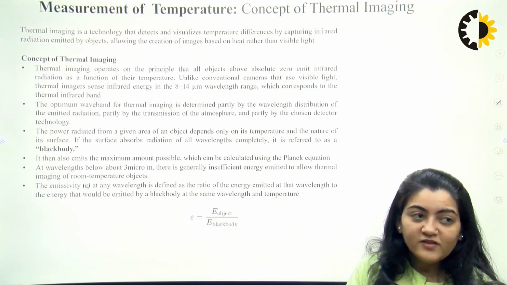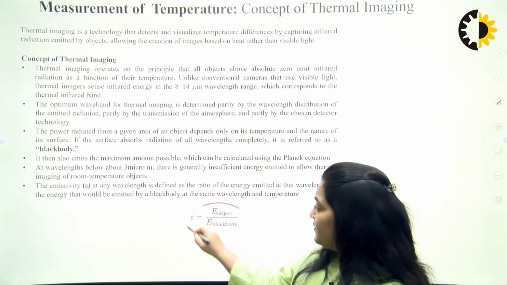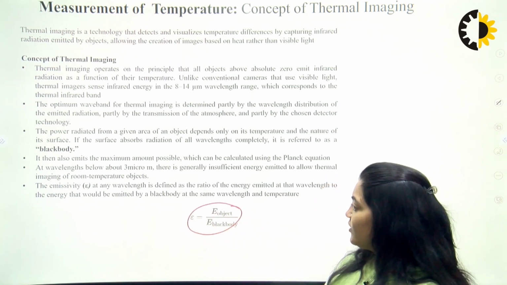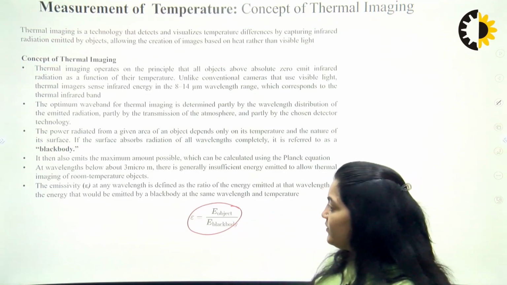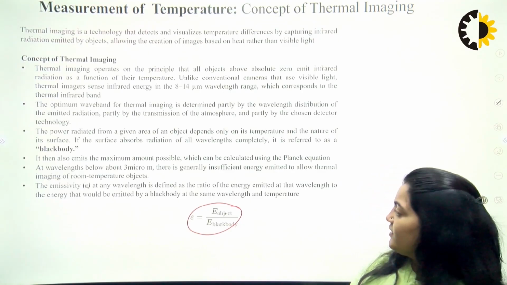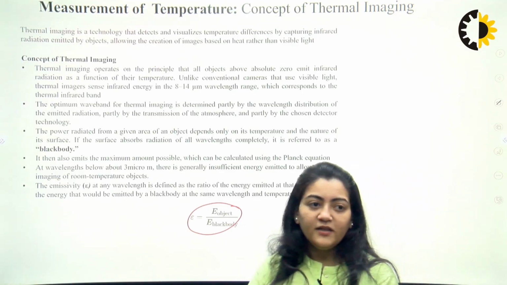So the emissivity is the ratio of the energy emitted by the object at a wavelength to the energy that would be emitted by a black body at the same wavelength and temperature. So E object upon E black body.